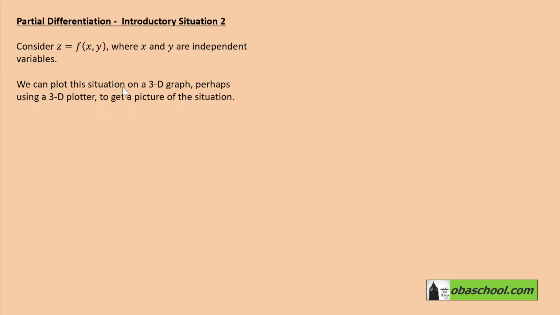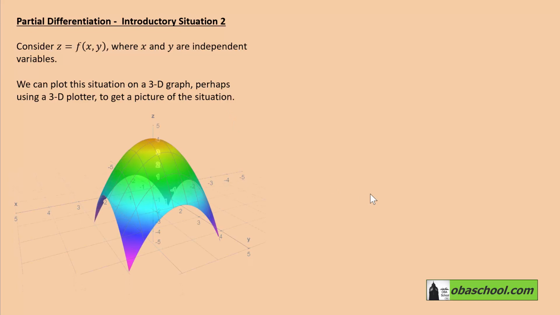We can plot this situation on a 3D graph, perhaps using a 3D plotter. I found one online to get a picture of the situation. So, for example, the 3D plotter has produced a graph like this. The function I used here was that z was equal to negative (x squared plus y squared) plus 4.